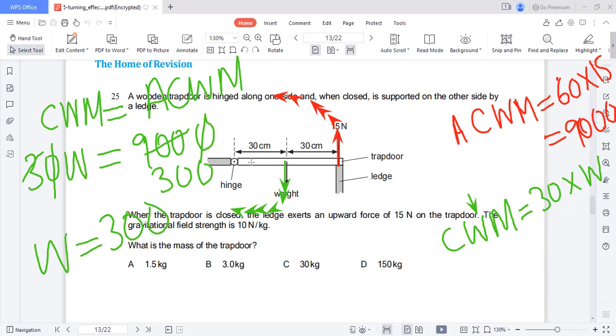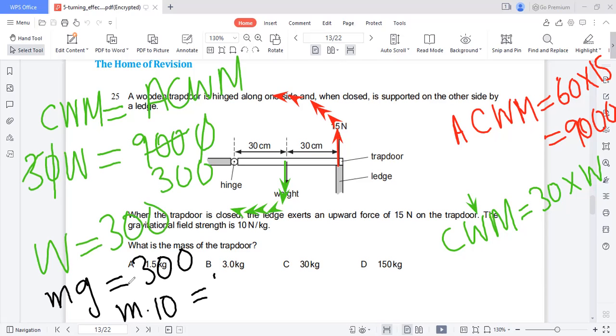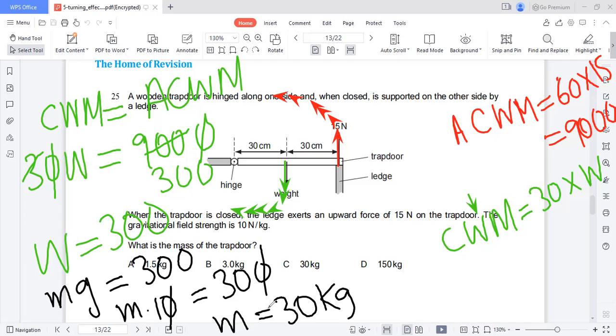Now the question is about the mass. We know that W is mg, which is equal to 300. So g is 10, which gives mg equal to 300. So 0 is cancelled with 0. So the mass is 30 kg. Okay, so we have a 30 kg mass.